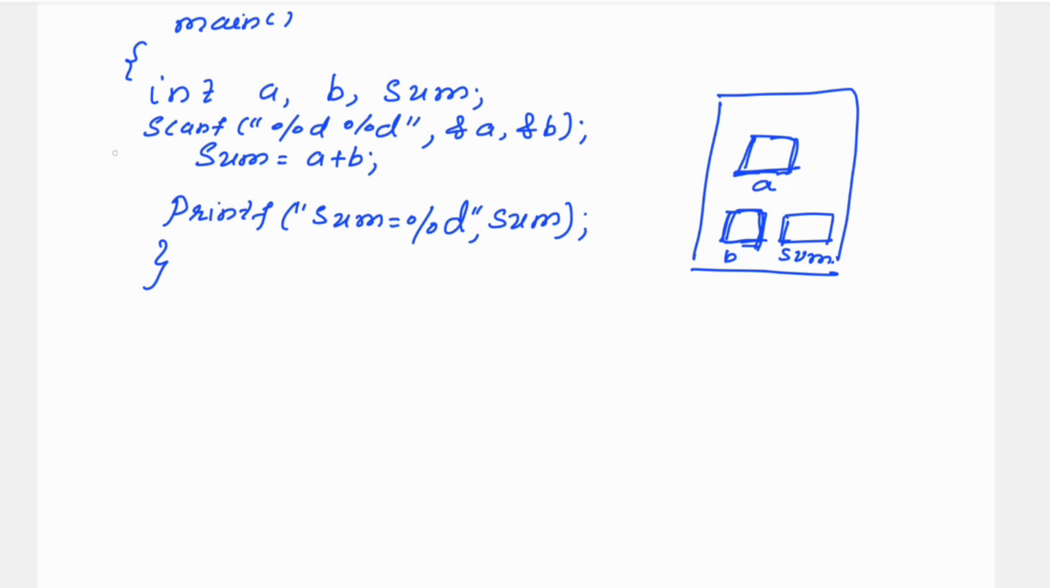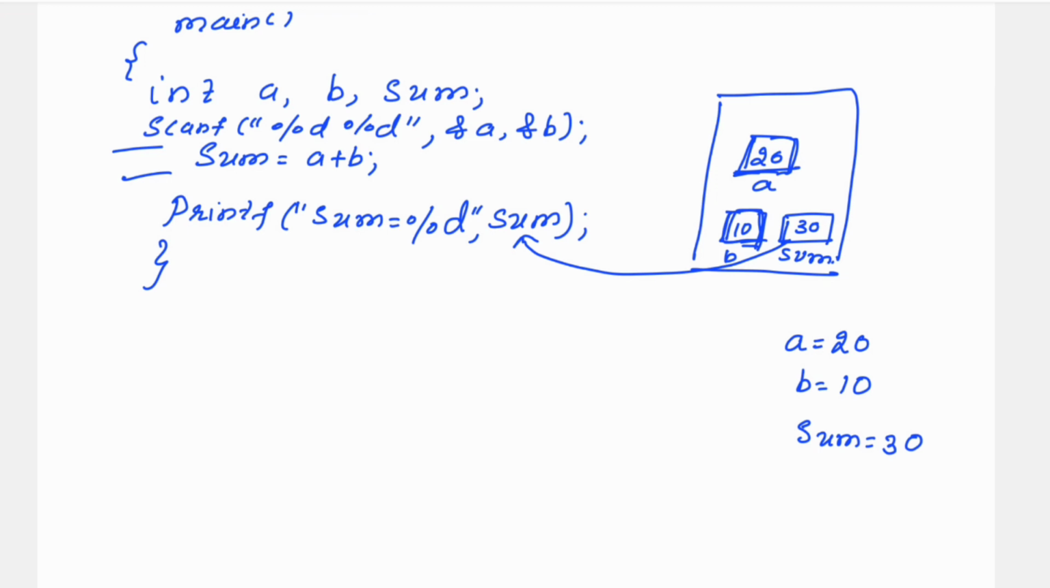Then you are using the scanf statement to give the input values. It will ask the user to enter the values for A and B. So you can enter values like A equal to 20, B equal to 10. Then you are doing the computation statement. It will add these numbers 20 and 10 and store the result in the variable sum equal to 30. So A is 20, B is 10 and sum is 30. Then using the printf statement, the value is fetched from this particular memory location.